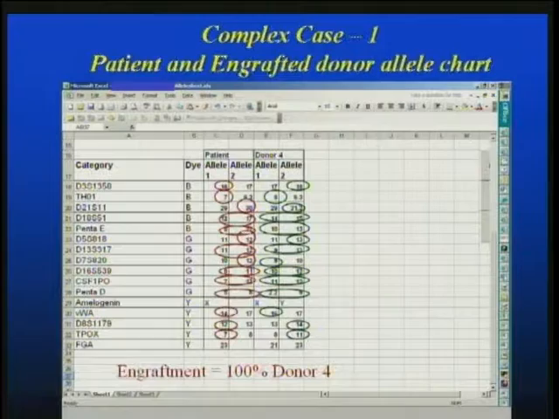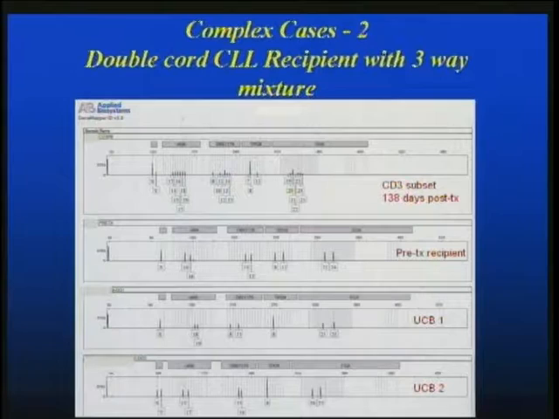Now, most times when you give a patient a double cord transplant, one of the cords loses out, and it's very early. It usually happens within a month or so. So it's not an issue after a month, and you really are restricted to looking for informative alleles between just the recipient and the donor. Rarely, but not unheard of, you will get mixes that extend farther out.